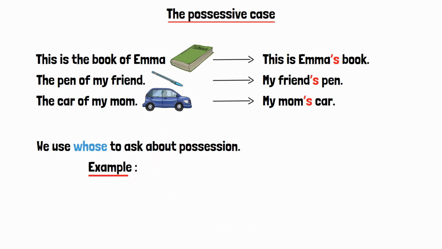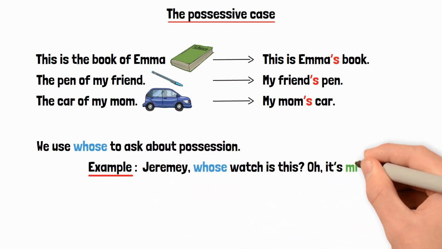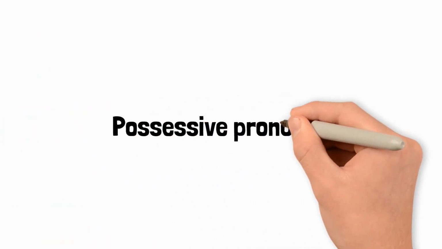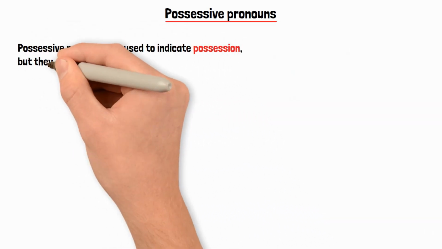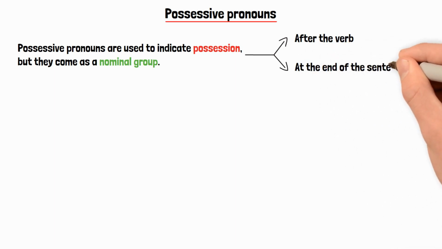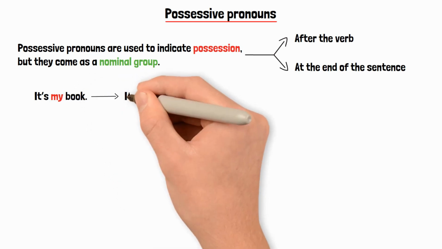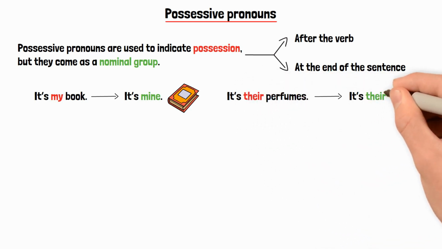For example, Jeremy, whose watch is this? Oh, it's mine. Now the possessive pronouns. They are also used to indicate possession, but they come as a nominal group after the verb and at the end of the sentence. For example, it's my book, so it's mine. It's their perfumes, it's theirs.